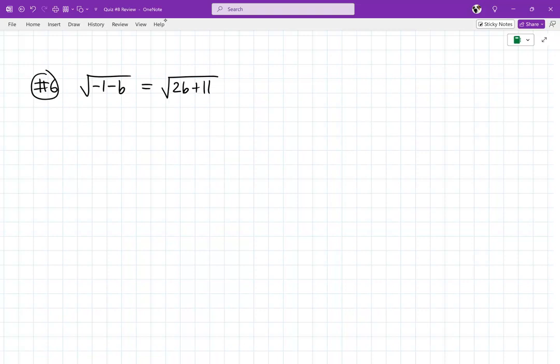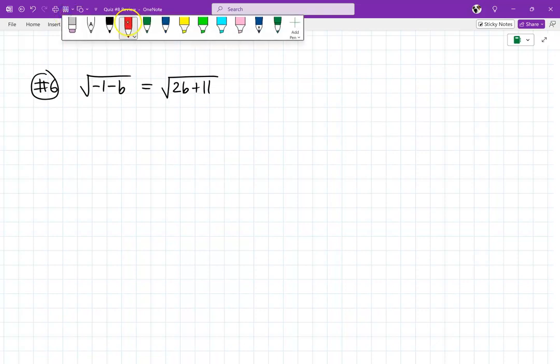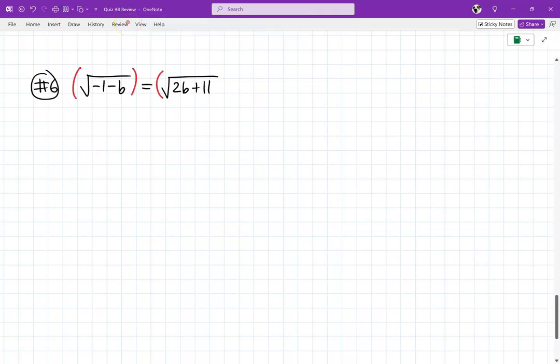When you see a square root equal to a square root, or just say a radical equal to a radical, we're going to square it, okay? Oops, let me get rid of the blue here. We're going to square both sides. So square root equal to a square root, we're going to square them. That's going to leave me with negative 1 minus b equal to 2b plus 11.